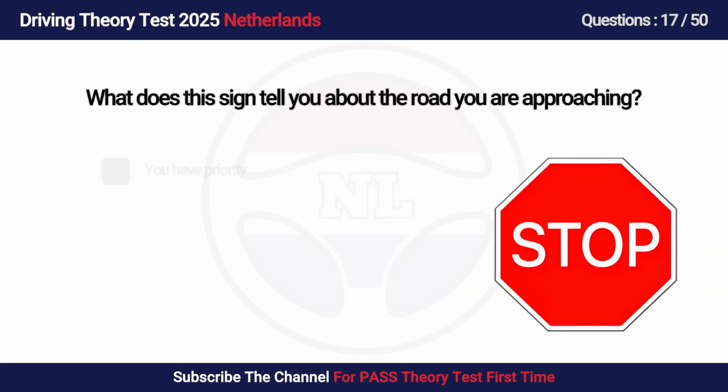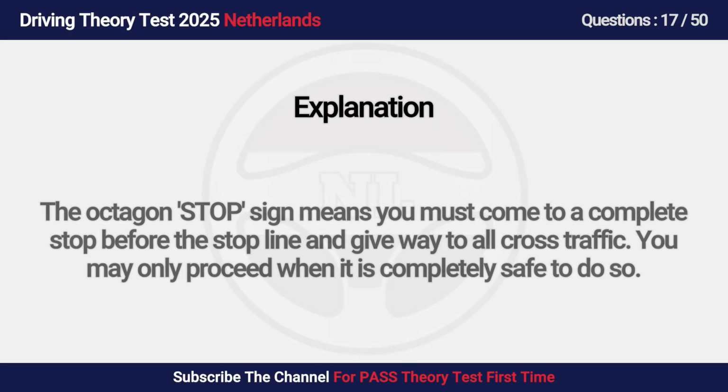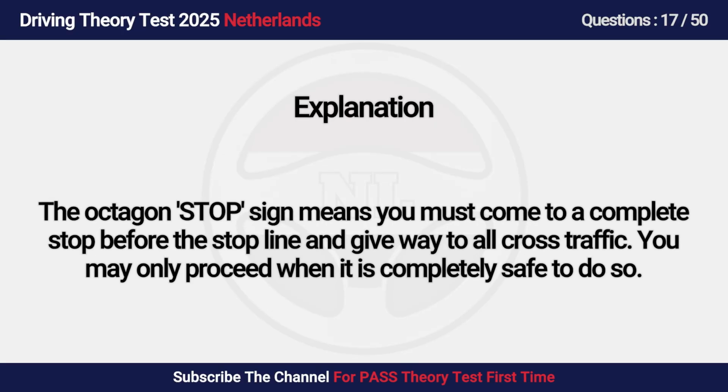Question 17. What does this sign tell you about the road you are approaching? A. You have priority. B. Stop and give way. C. Yield to pedestrians. D. Minimum speed applies. Answer is B. Stop and give way. The octagon stop sign means you must come to a complete stop before the stop line and give way to all cross traffic. You may only proceed when it is completely safe to do so.